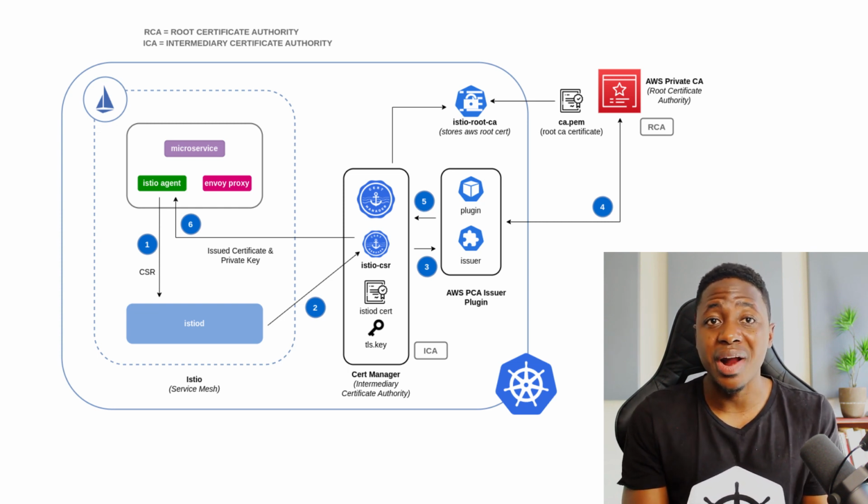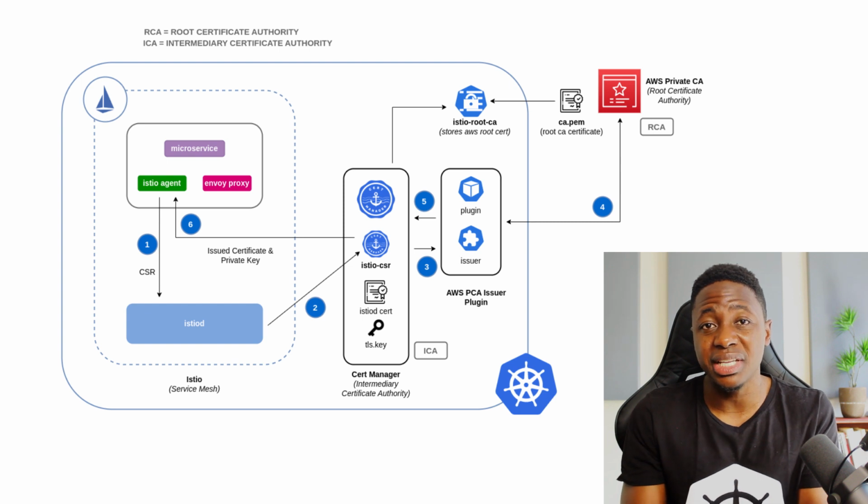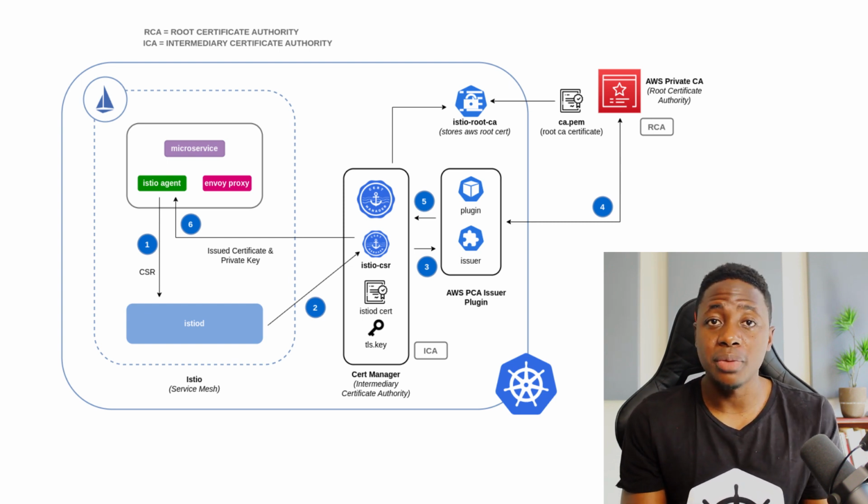The Istio CSR acts as the registration authority. And remember, the RA is a gatekeeper verifying requests before forwarding them to the CA. Also important to remember, my CA is no longer Istio, it's now Cert Manager, which is actually the intermediary CA. Cert Manager's add-on agent will be configured to request certificates from AWS Private CA.